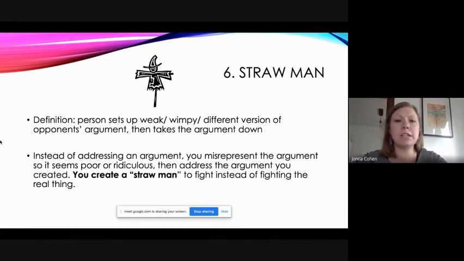So instead of addressing an argument, you misrepresent the argument so it seems poor or ridiculous. Then you address the argument that you created. You create a straw man to fight against instead of fighting the real thing. And that's why it's called a straw man. So if there was a real person behind it, instead of fighting that real person, you're creating a straw man in front of it to knock it down, because it's much easier to defeat a weak or a wimpy version of an argument than the real thing.